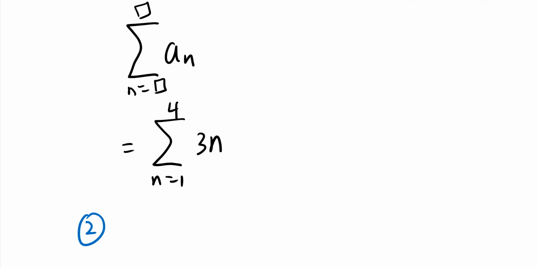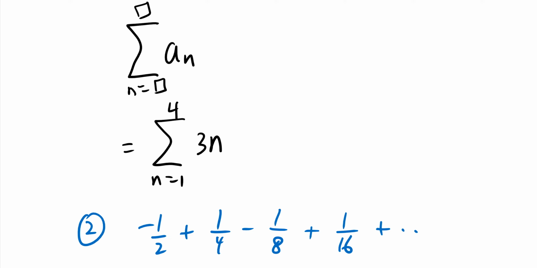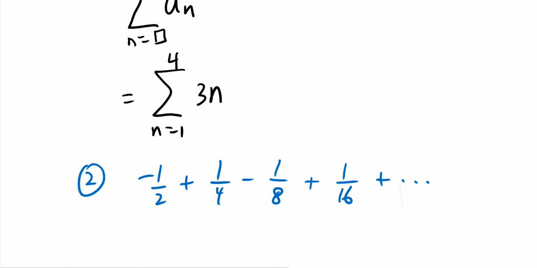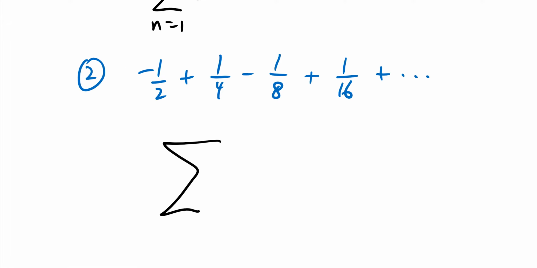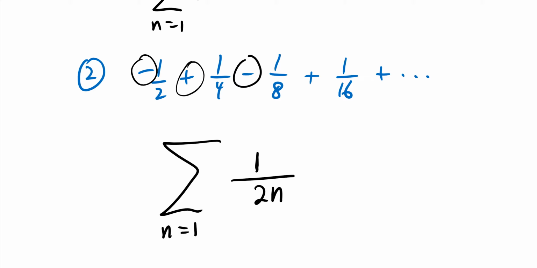Another example, say negative 1/2 plus 1/4 minus 1/8 plus 1 over 16 plus dot dot dot. So I put 3 dots at the end. So sigma, what's the pattern here? In the top I see 1s first, and the denominator is a multiple of 2, like 2, 4, 8, so it's 2n. And n should start at 1, but there is a negative sign, then positive, then negative, then positive. This should be negative. So it's an alternating sign.